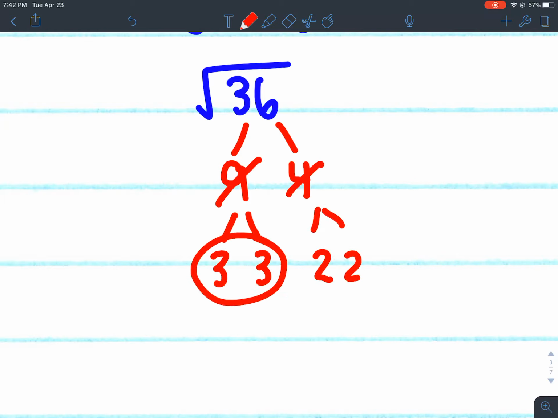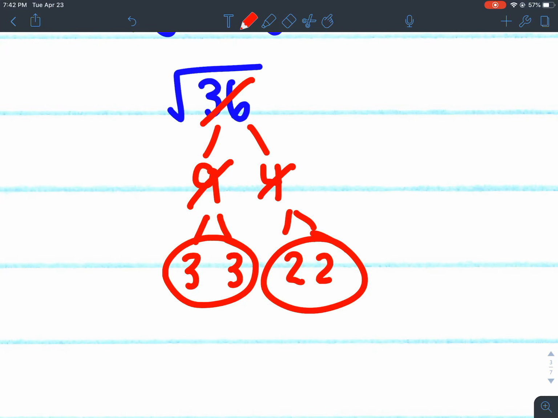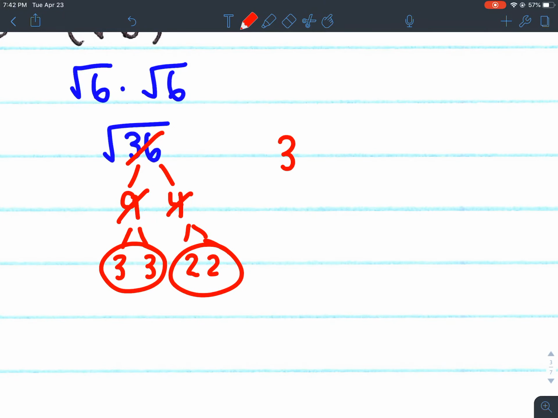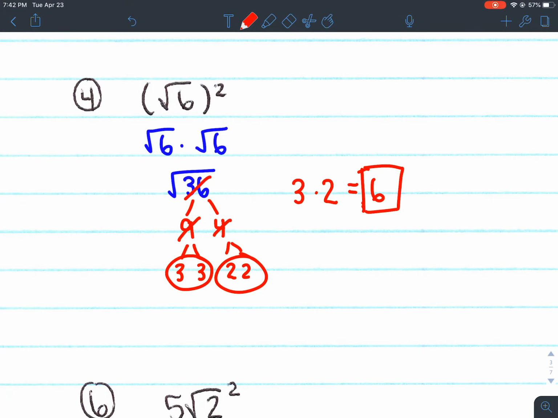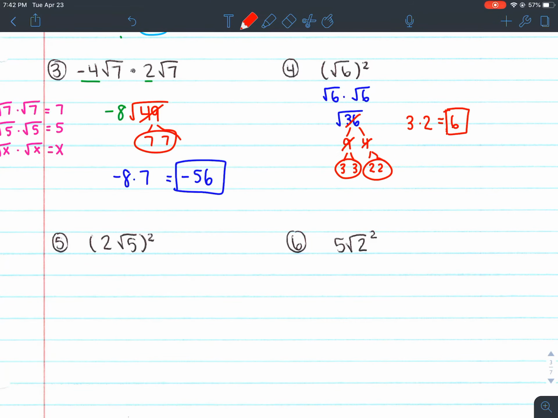Okay, so I have a pair of 3s and a pair of 2s, no children. So that means they're going to take one car, which is a 3, and one car, which is a 2. And that gives me 6. And no children left in the house. But I knew that already at the beginning because I had square root of 6 times square root of 6. So basically, they cancel each other out, and I just get a 6. They don't really cancel each other out. They kind of mold into one thing.